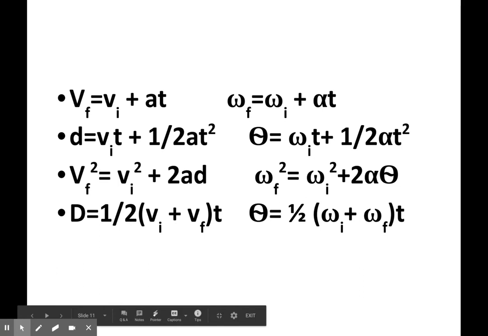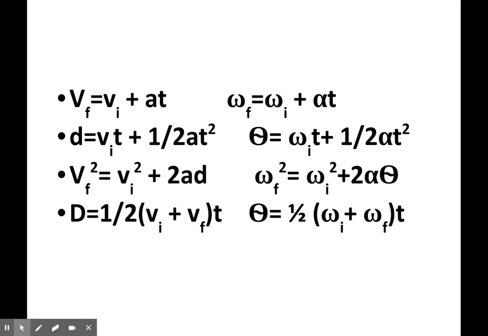You may want to write these down. If you're a person who thinks, oh, I know v is the same as omega, that's fine. These are all of our old equations, but now replaced with the new rotational symbols. So write these down on your equation sheet and use them however you need to, because you will need these for our problems.